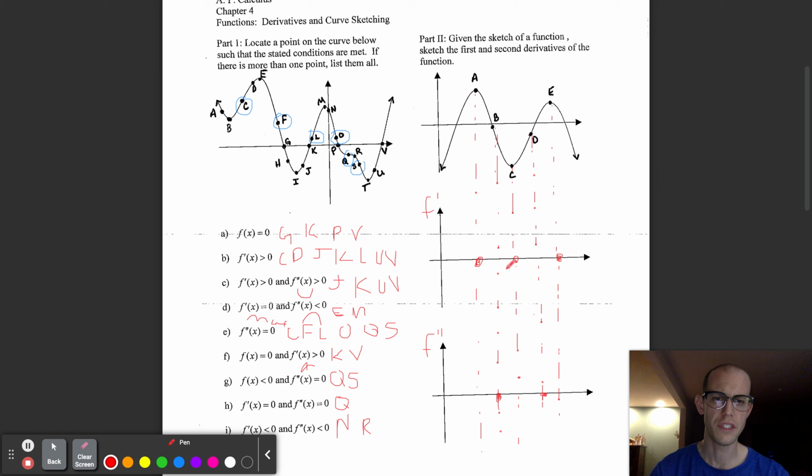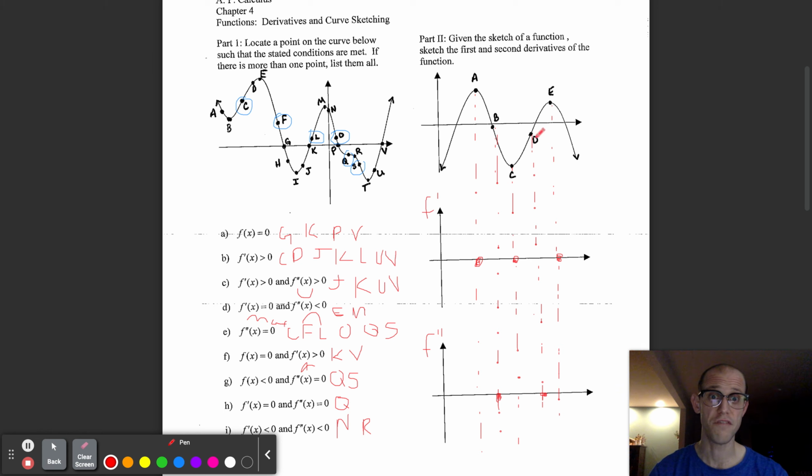And now what I'm doing is making sure that I have my derivative where it's going to equal 0, and my second derivative where it's going to equal 0 plotted. First derivative is going to be 0 where I have maxes and mins. So at A, I will have a 0 on the derivative. C and E, I will have 0 on the derivative.